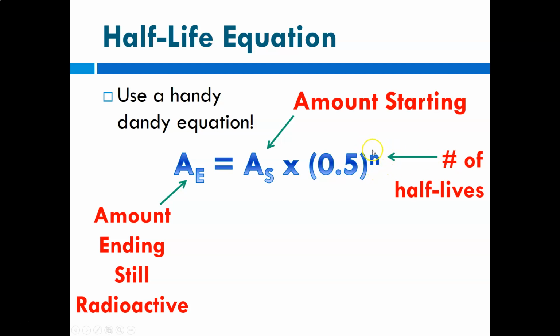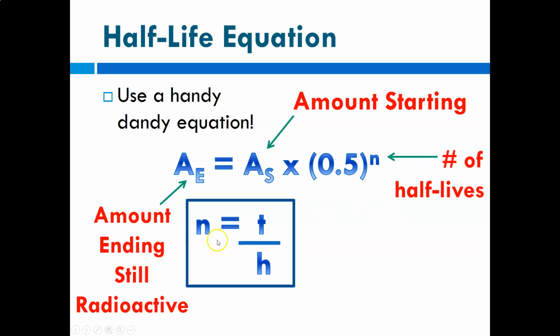Sometimes you're not going to be told the number of half-lives. Sometimes you might have to calculate it yourself. To calculate what n is, we use this little equation here. N is the time that has gone by, how much time has passed, how much time has elapsed, and we divide it by h. H is the length of one half-life.